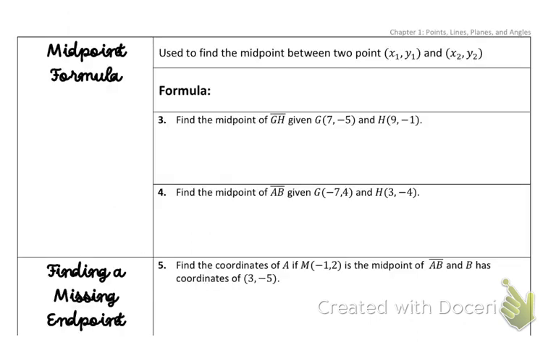All right, midpoint formula. We're just going to do the midpoint formula. We're going to skip that second part. I'm not going to test you on it, I'm not going to quiz you on it. We're going to skip this next section here. So, we use it to find the midpoint between 2 points, x sub 1, y sub 1, and x sub 2, y sub 2. If I give you 2 points, you need to be able to tell me where the midpoint is.